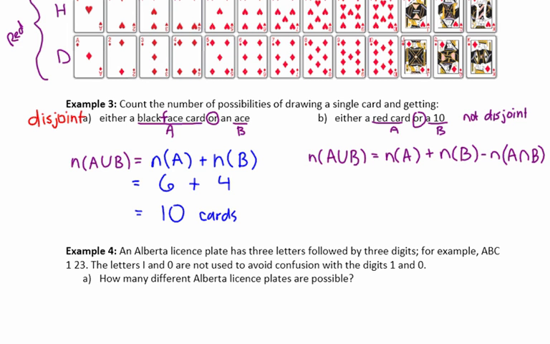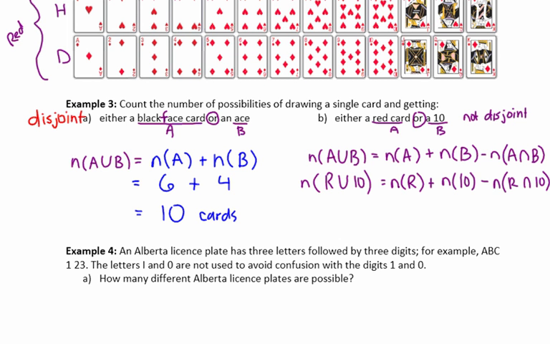And if it makes more sense, you could actually even apply the numbers: the number of red or 10 equals the number of red plus the number of 10s minus the number of red and 10, if you want to, instead of using A and B.